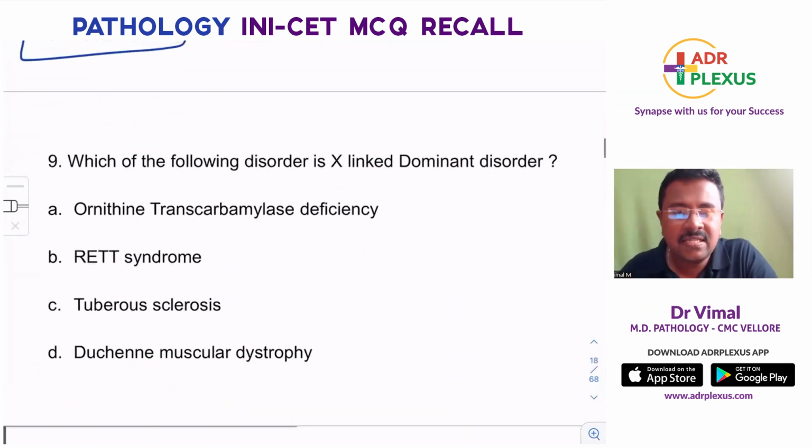The next question is also a straightforward question. Which of the following disorders is an X-linked dominant disorder? So in our teaching, I used to highlight that, please remember, at least in exams, examples of autosomal dominant, autosomal recessive, X-linked dominant, and X-linked recessive are quite frequently asked in most of the exams. So it is a quite repeated topic, and we stressed that during our teaching.